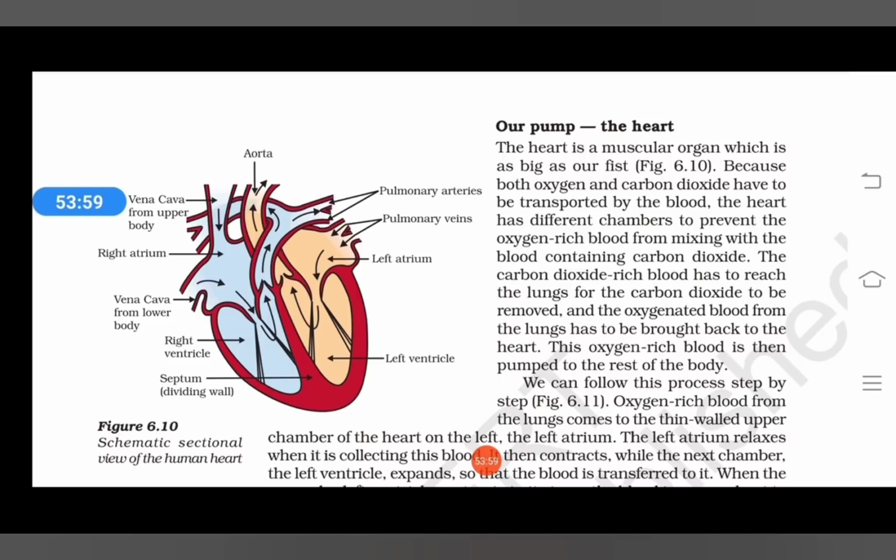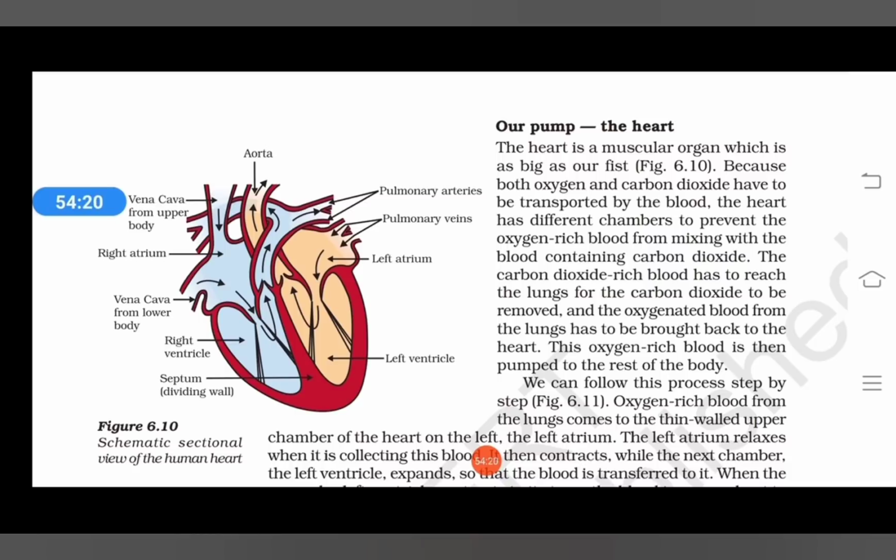Our pump is the heart. The heart is a muscular organ which is as big as our fist. Because both oxygen and carbon dioxide have to be transported by the blood, the heart has different chambers to prevent oxygen-rich blood from mixing with the blood containing carbon dioxide.